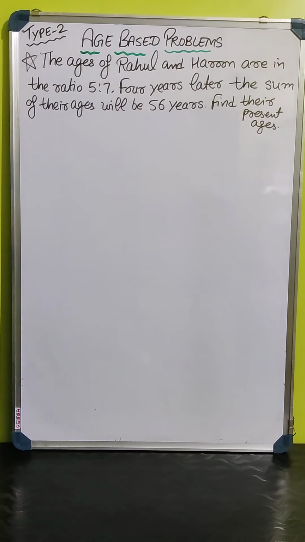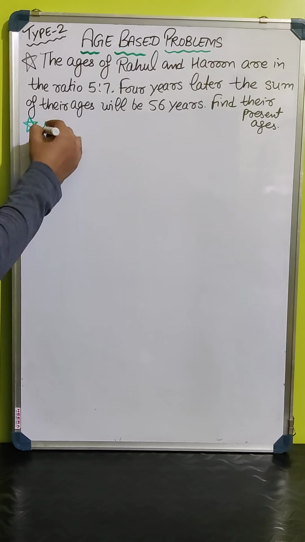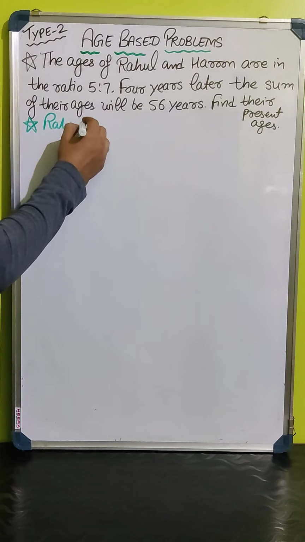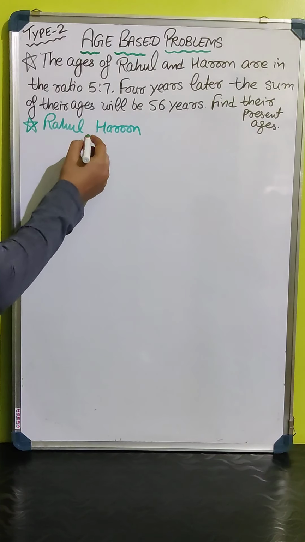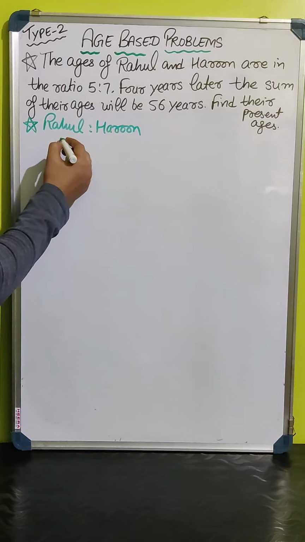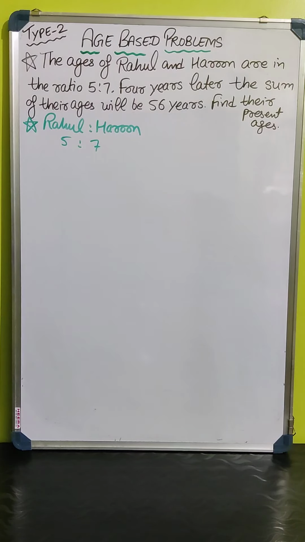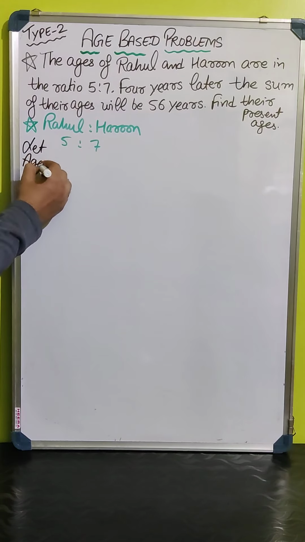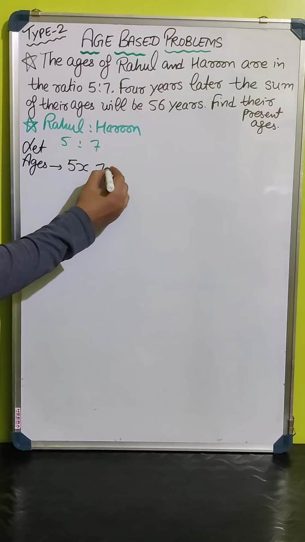Now, in the starting, what they have given, they are talking about the ages of Rahul and Harun. Okay, 2 persons are there, and the ratio is given. That is 5:7. This is the ratio of their present ages. So, what will be the ages? Let the ages be 5x years and 7x years.